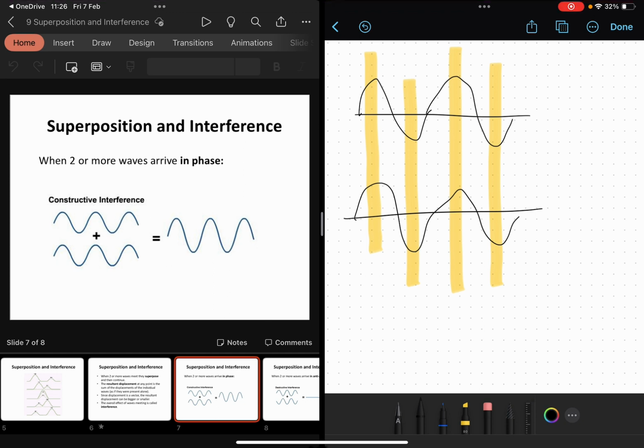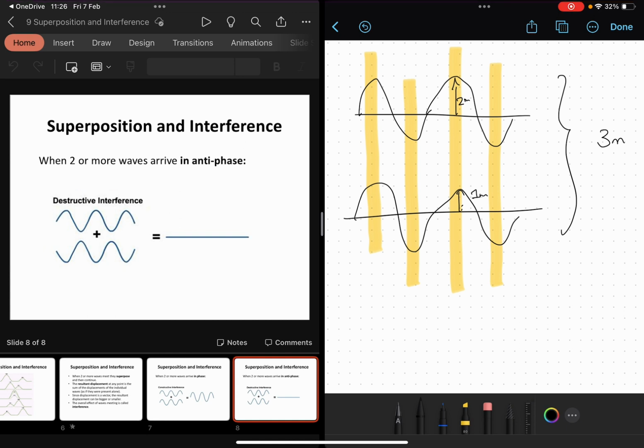So let's imagine that this wave here has a maximum displacement of 2 meters, and this wave here has a maximum displacement of 1 meter. Then the resultant would be a wave with a maximum displacement of 3 meters. Okay, the overall displacement is greater than the individual displacements of the individual waves.